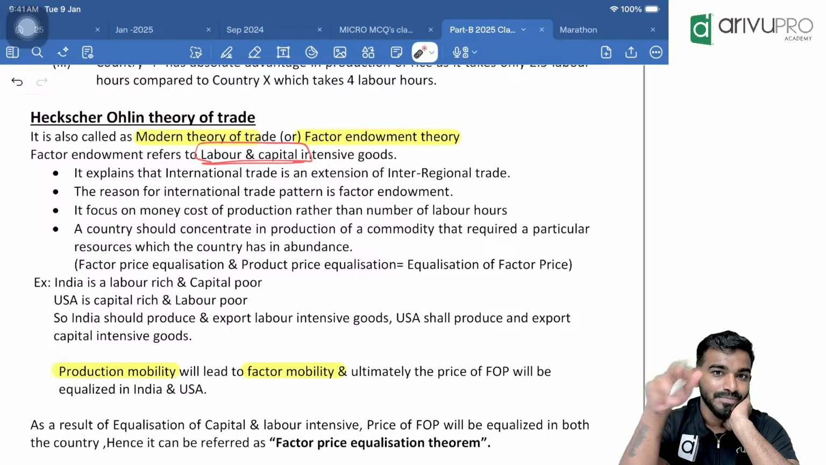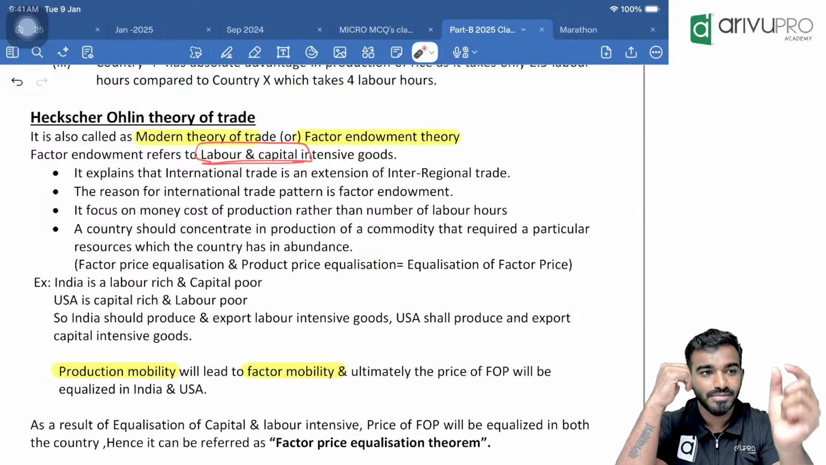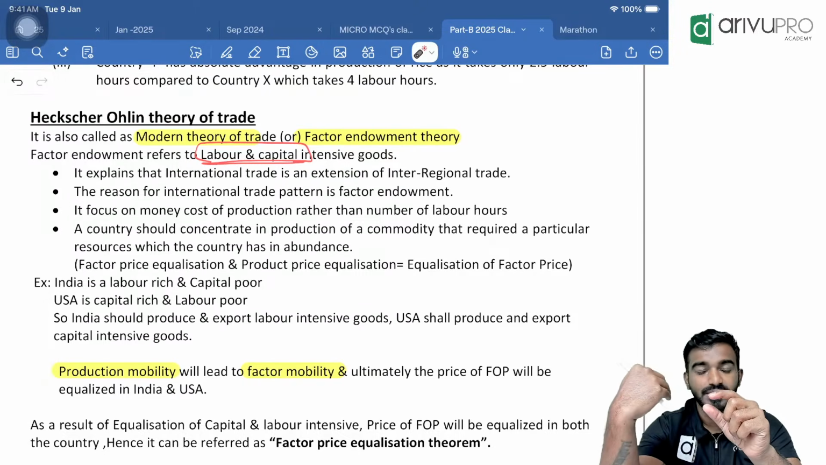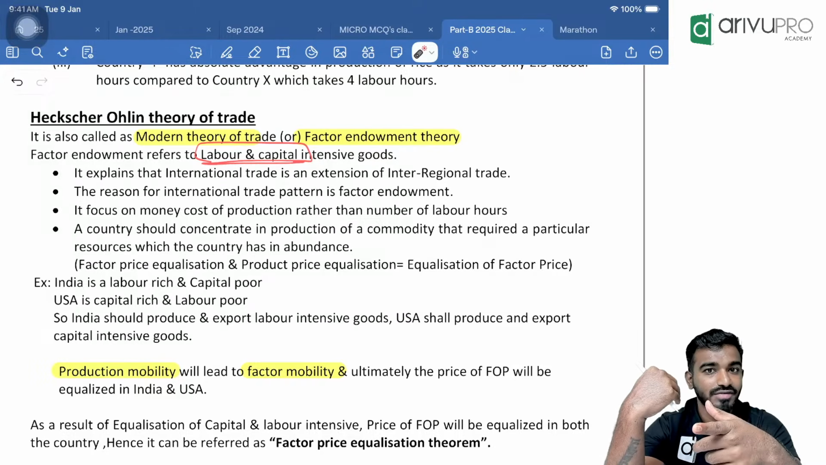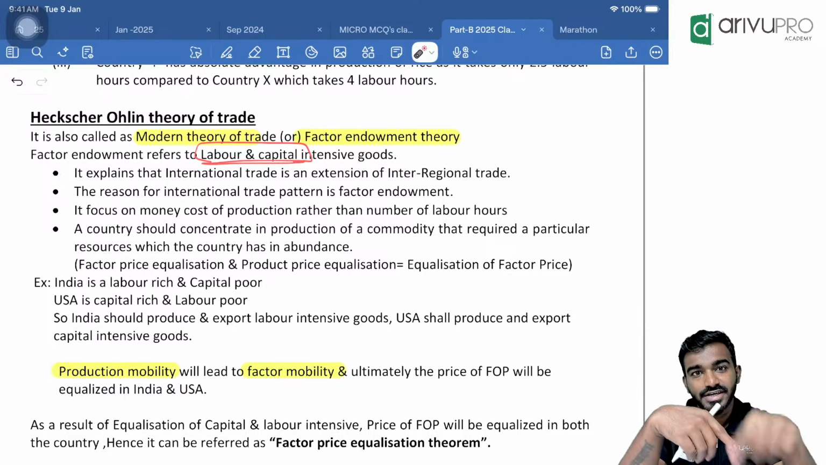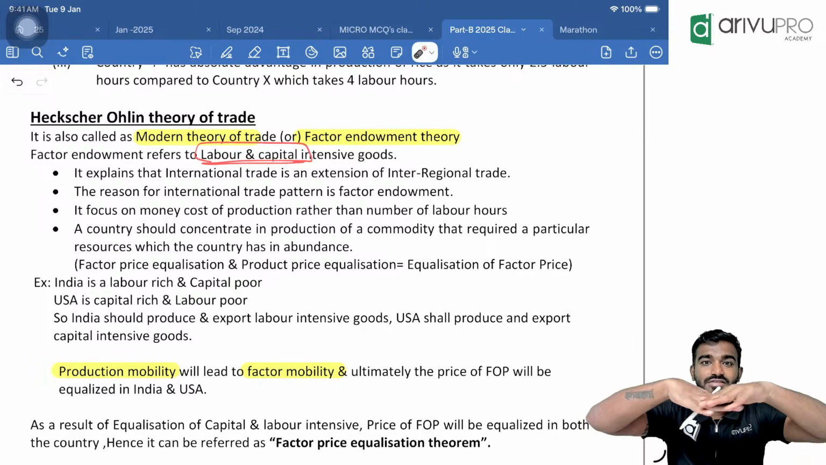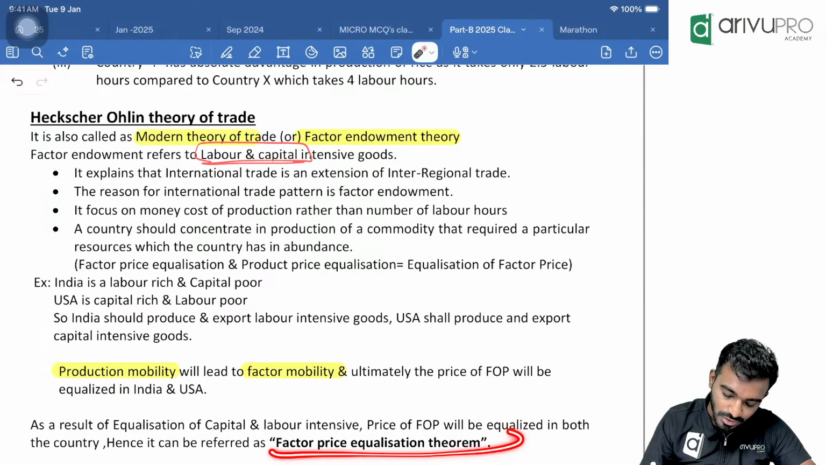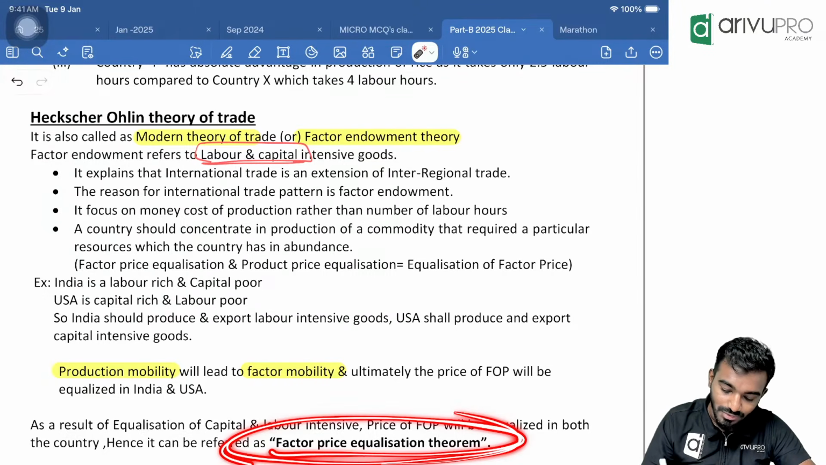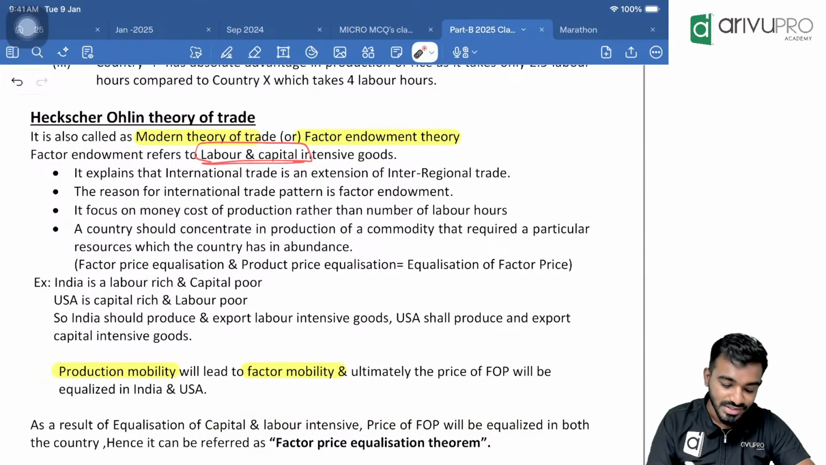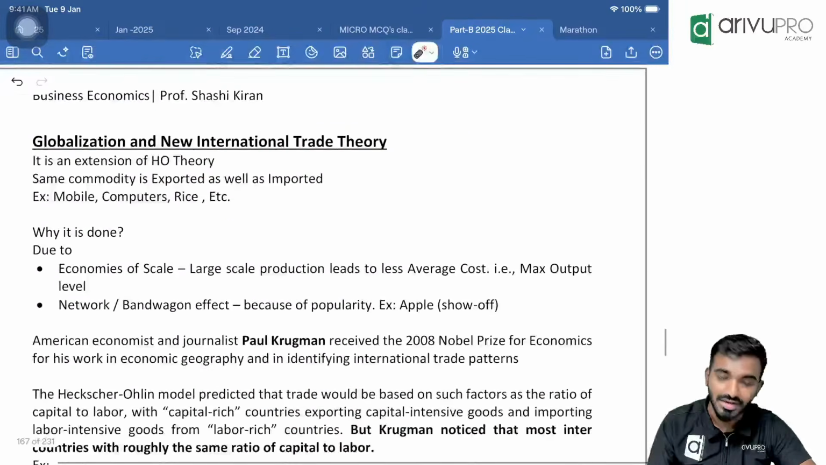In USA, labor was expensive. Since from India we sent labor, the labor price will be reduced. In India, capital was not available. Interest rates were high in the bank loan. USA will come and invest in India. Automatically, interest rates will fall. So in both countries, prices of factors will become equalized. So it is also called the factor price equalization theorem. So this is HO theory. We don't just consider labor. Along with labor, we also consider capital.